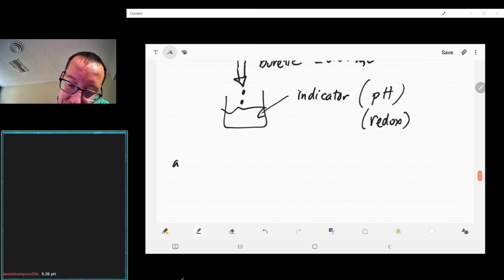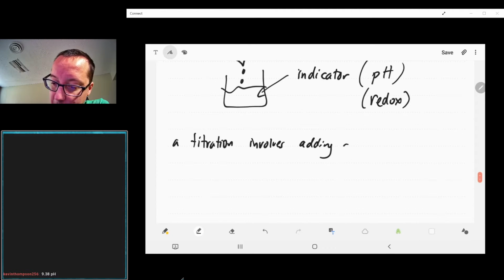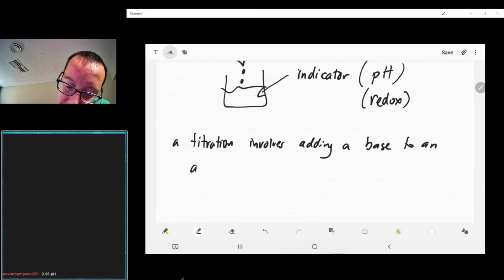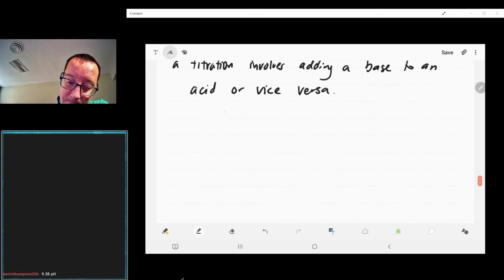So a titration involves adding a base to an acid or vice versa. Typically we do add base to acid, though. That's just pretty common, but you could do it the other way around.